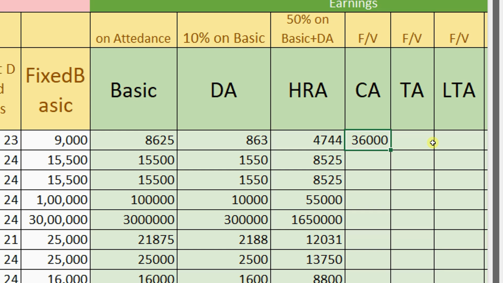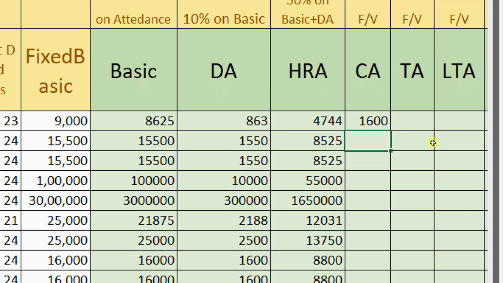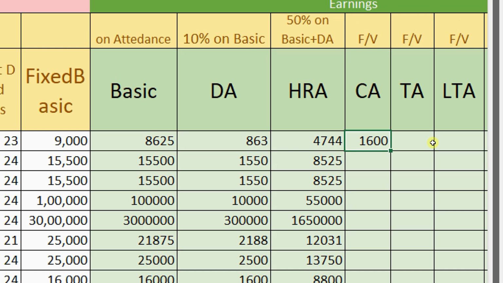Okay, remember, that's the reason most of the companies offer a monthly CA of 1,600. Some companies pay based on your actual expenditure for commuting. If you are traveling 100 km, your CA will be different compared to a person traveling only 15 kilometers, right? So some companies follow fixed CA, some companies follow variable CA.